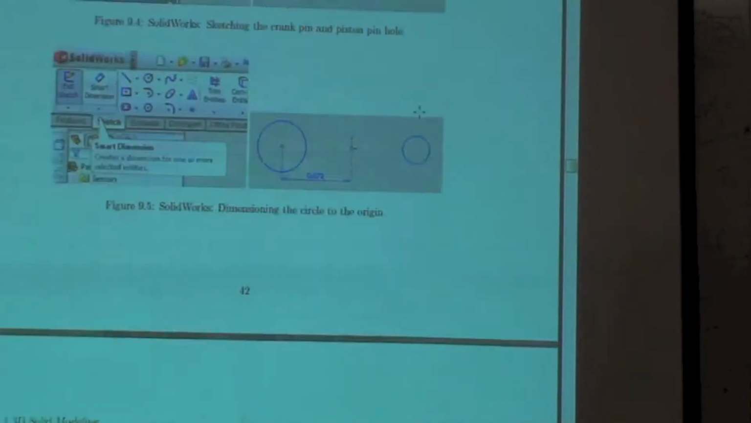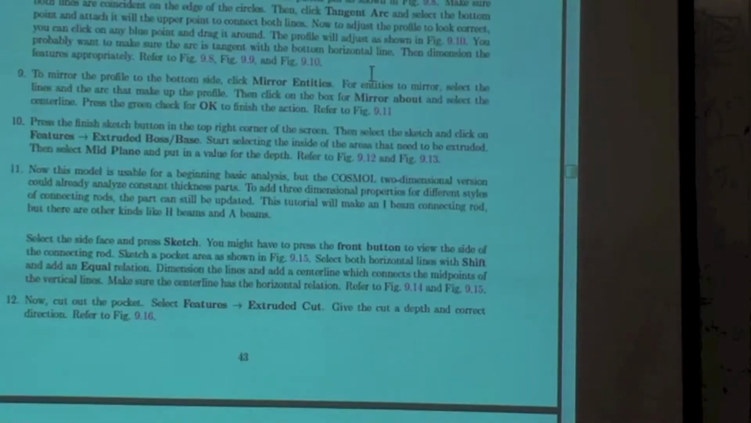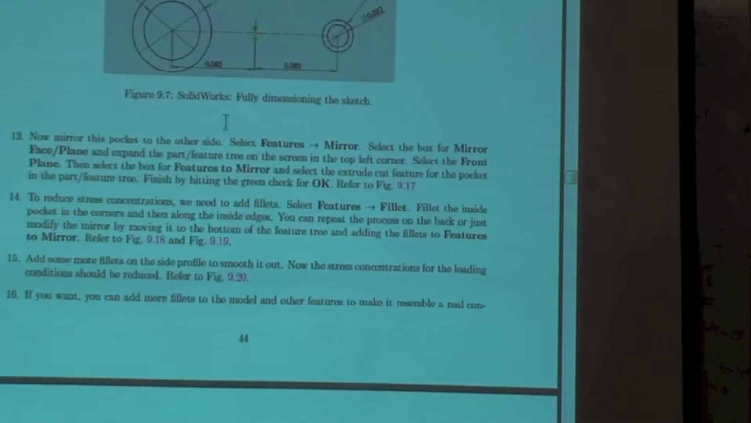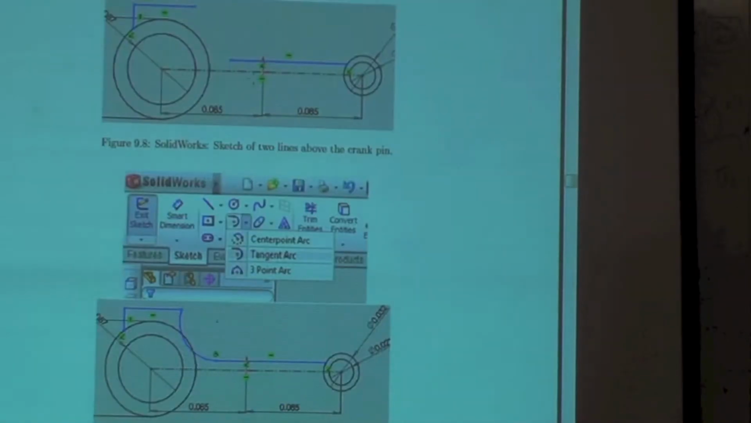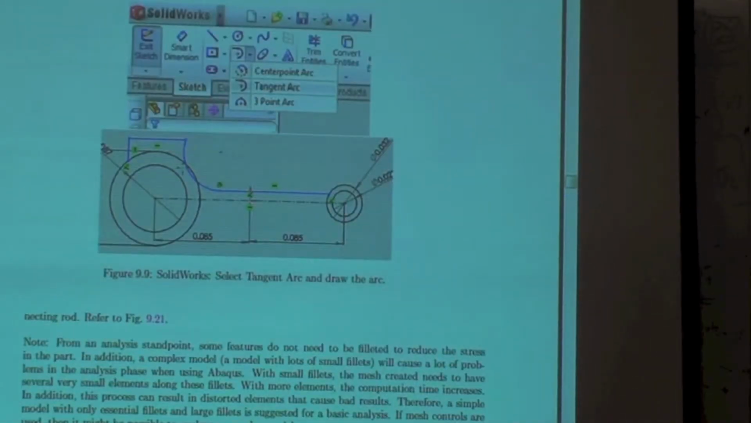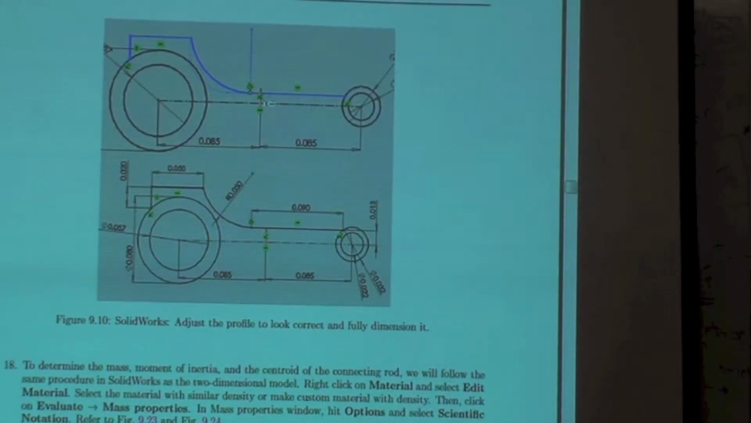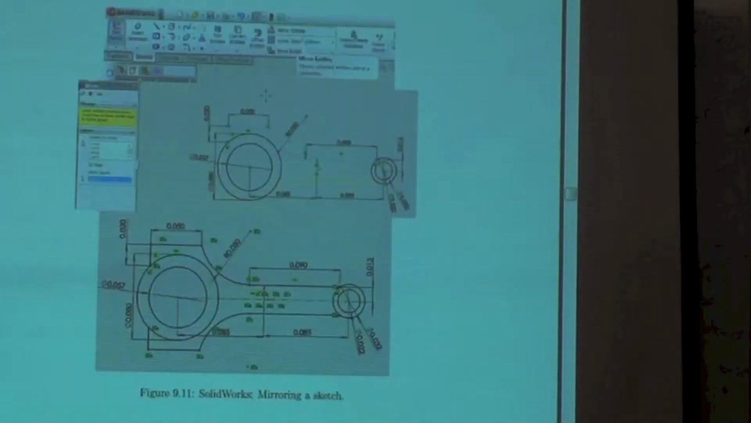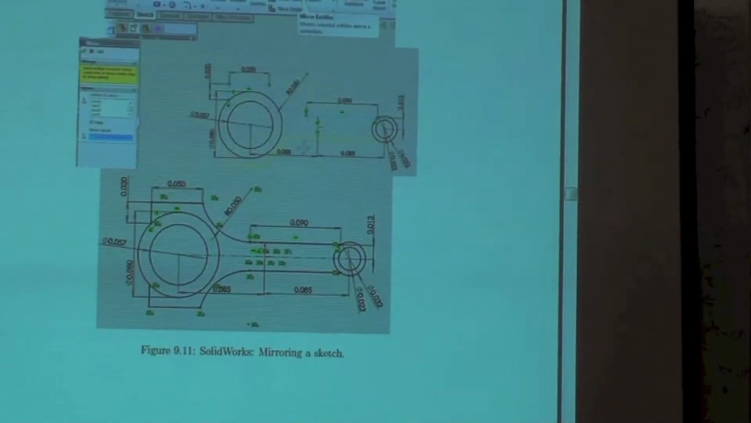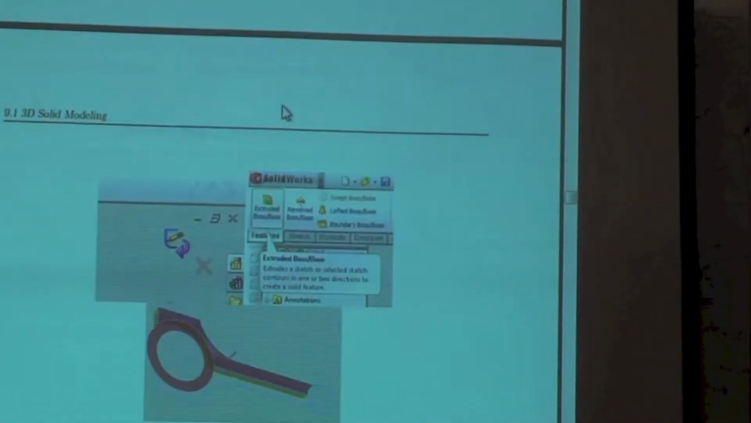In SolidWorks, making the pins, you just dimension it, and then you start drawing these lines, and then you can put in an arctangent, and then you can start getting dimensions for that, and then you can mirror this across to this side, and then you start extruding.